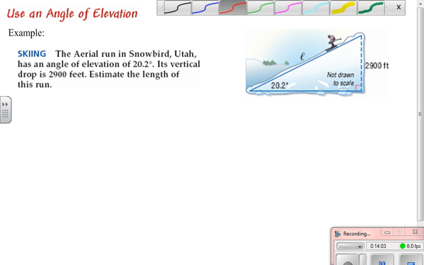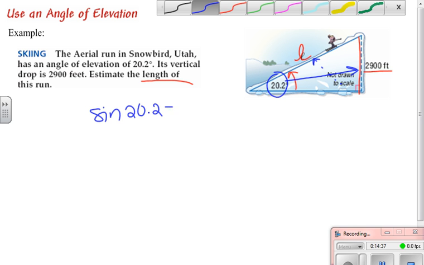So for example, the aerial run in Snowbird, Utah has an angle of elevation looking up of 20.2. Its vertical drop is 2,900 feet. Estimate the length of the run, L. They don't want to know how far we are from the mountain, so always be sure you know what value. Now, this angle, I know the side opposite. I happen to want the hypotenuse, and so I'm really talking about the sine of 20.2 being equal to 2,900 over what I don't know.